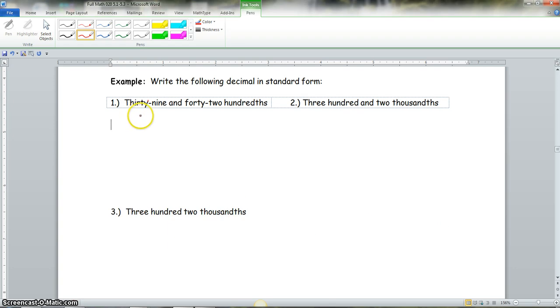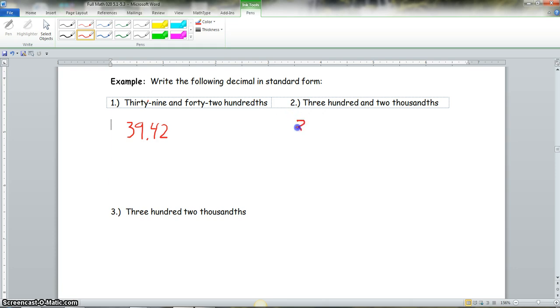Looking down here, example 1, we had 39 and 42 hundredths. So we will write 39. The word and means a decimal. 42 hundredths, that means that that 2 must be in the hundredths place. So it'll be 4, which is in the tenths place, and the 2 is in the hundredths place. So it'll be 39.42.